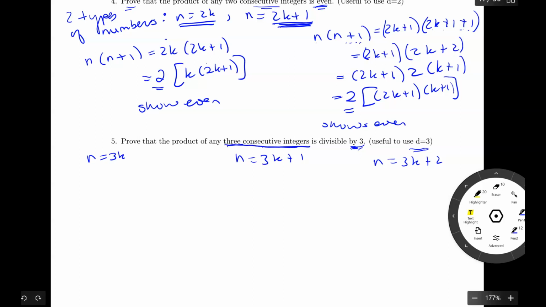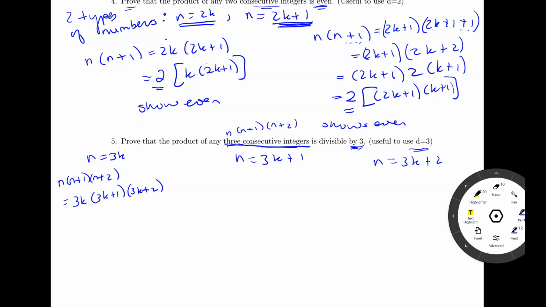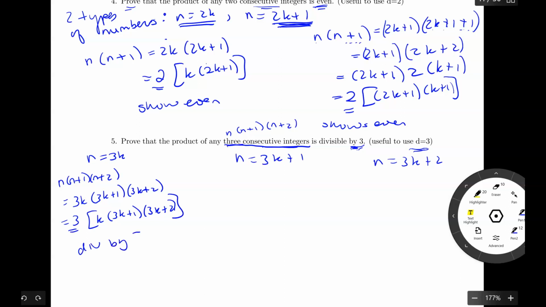So 3 consecutive integers is going to be n times n plus 1 times n plus 2, right? I want to show that that quantity is divisible by 3. So you want to start by always writing down what you're starting with. Then let's substitute in for my n: 3k, 3k plus 1, 3k plus 2. What do I want to show? I want to show that it's divisible by 3. So I'm just going to insist that you gather them, and you say, look at there, divisible by 3.